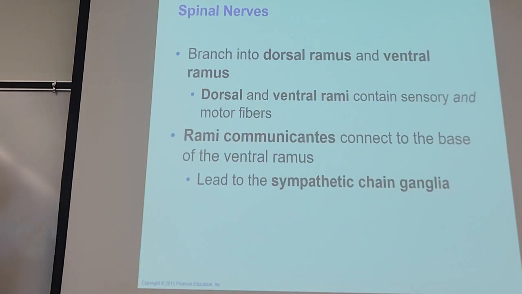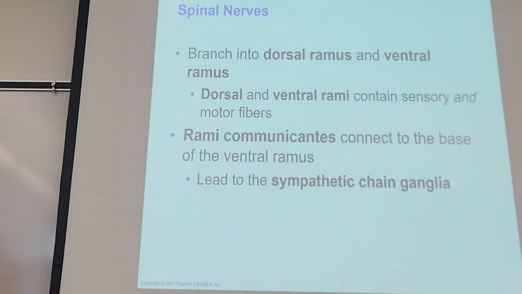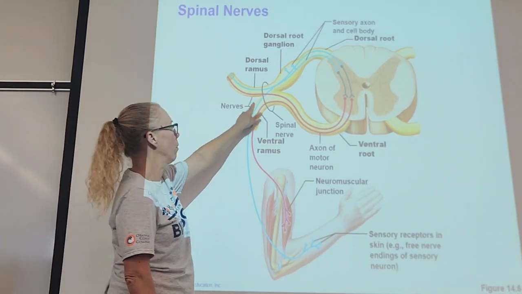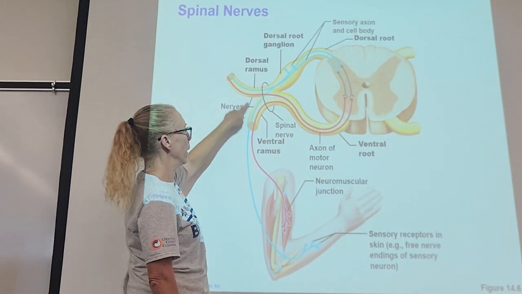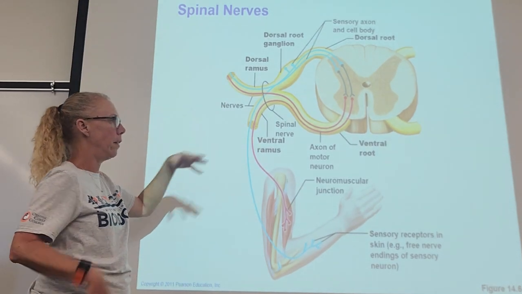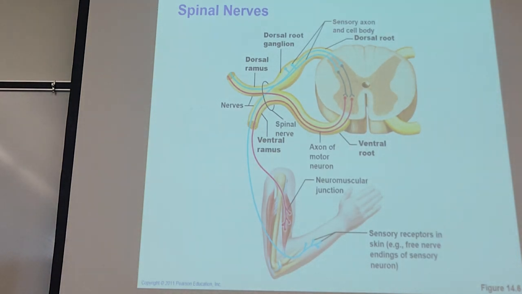So, the dorsal and ventral ramus both contain sensory and motor fibers. Let me back up so you can just see that. Each ramus is going to have both sensory and motor, just like a spinal nerve. And these rami will go down and they'll branch into your peripheral nerves, so your brachial nerve, your femoral nerve.